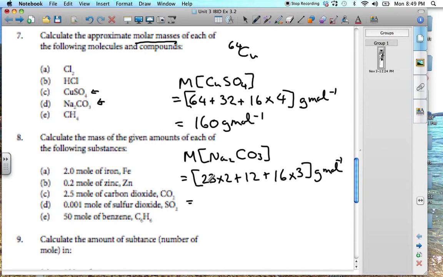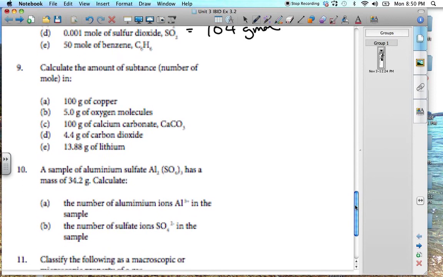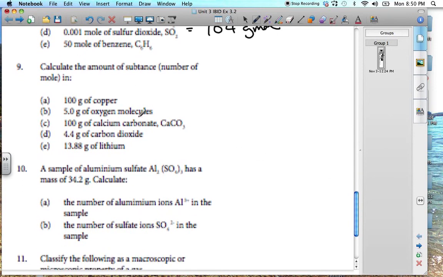So this is 46 plus 12 is 58, plus 48, so we're going to get 58, 64, 104 grams per mole. Okay, I hope that makes sense. Then calculate the amount of substance, number of moles in 100 grams of copper and so forth.